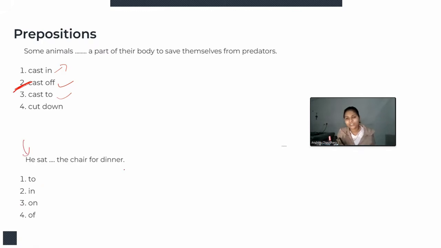He sat on the chair for dinner. Why on? Because on is used when something is on something, in contact with that surface, like my pen is on my hand. It is in touch, the surfaces are touching each other. So that's why we use on. If something is above something but they are not touching, we use over. Let's move on to the next.